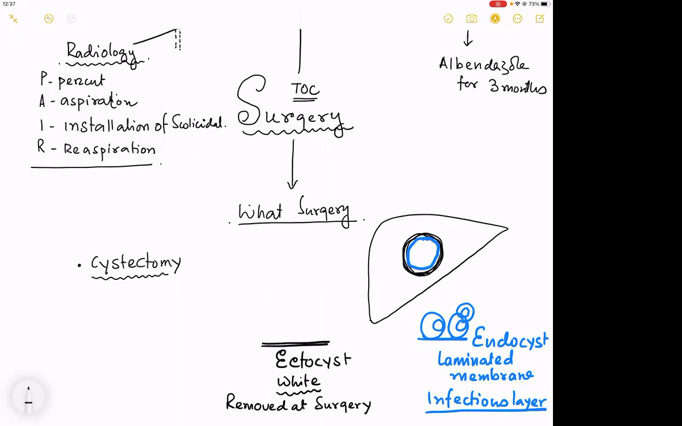What is the surgery that is done? What is the surgery? Surgery is cystectomy.